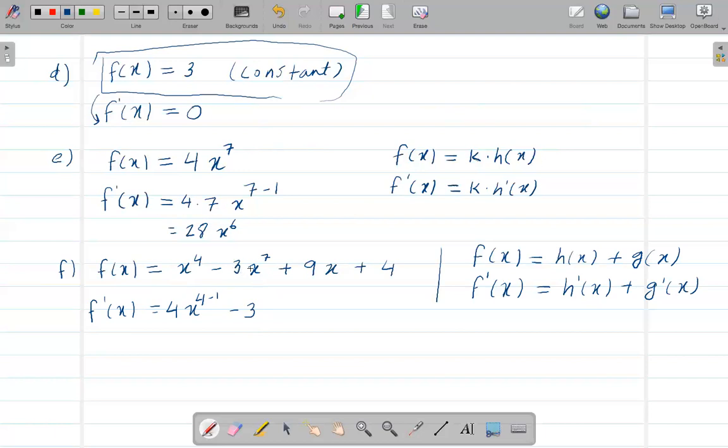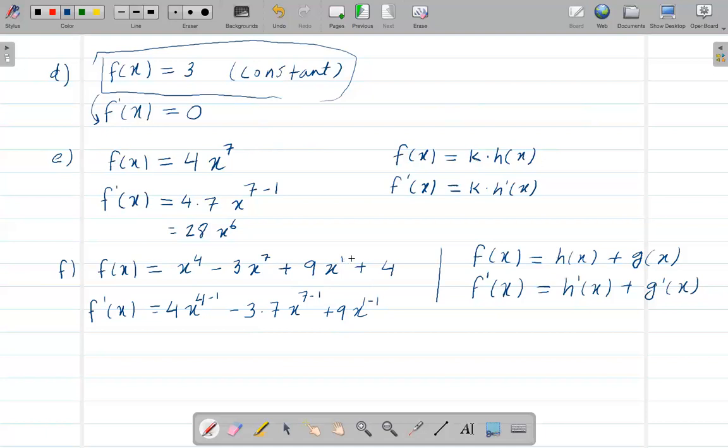Okay, so 3 will stay there, and I just have to bring the 7 down here, and x to the power 7 minus 1, plus 9. And here on the top, even though we don't write it, there is always a 1 on the top. So then I can bring this 1 down here, which will not make any difference. So 9 times 1 is still 9, and x to the power 1 minus 1, right?